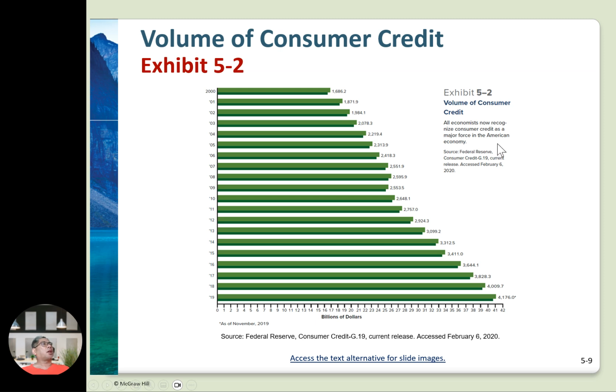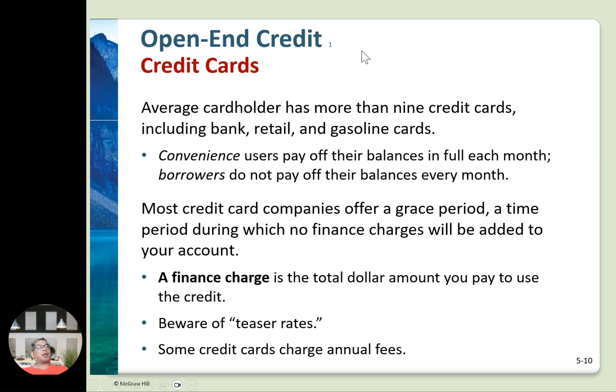It's a major force in America. America is very well known for high spending and high credit card debt. With open-end credit cards, the average account holder has more than 9 credit cards, including bank, retail, and gasoline cards. Convenience users pay off their balances in full each month. Borrowers who do not pay off their balance every month will be charged interest.